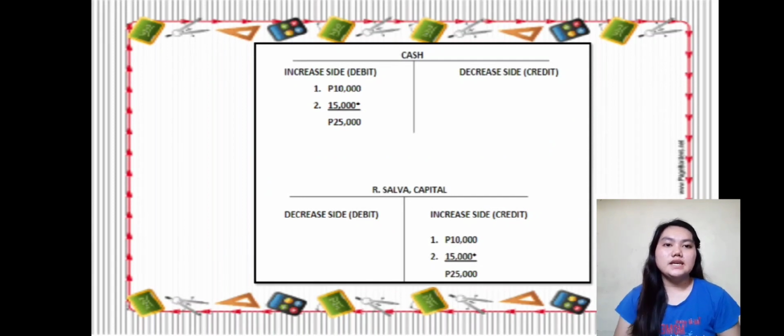As we can see in the chart, Mrs. Salva added 15,000. Since she put money in, it goes to the debit. The earlier 10,000 was not withdrawn, so with the 15,000 added, the total is 25,000. And the 15,000 was invested, so it goes to the credit. Overall, her credit for the investment is 25,000.